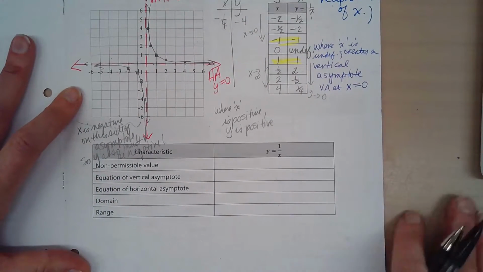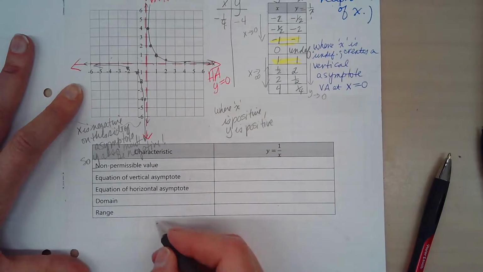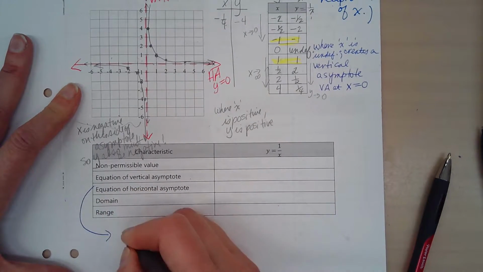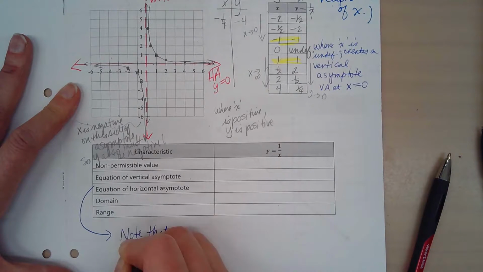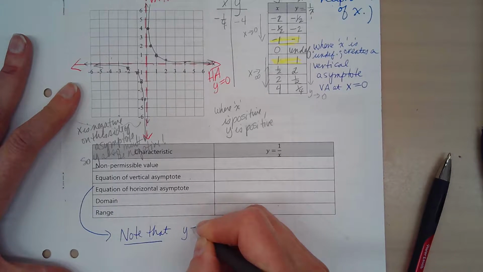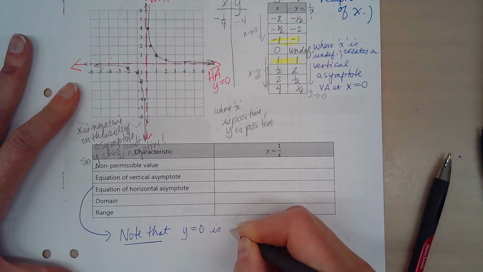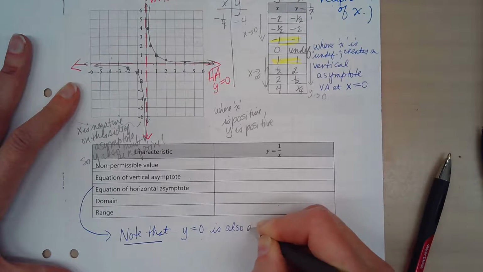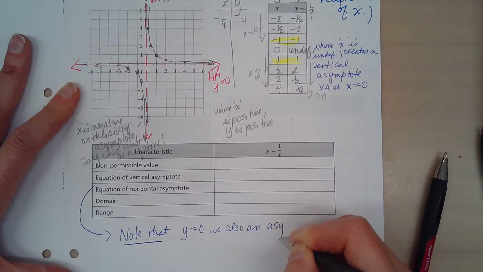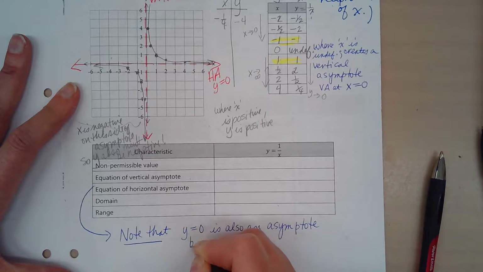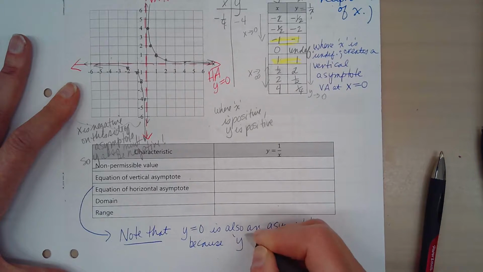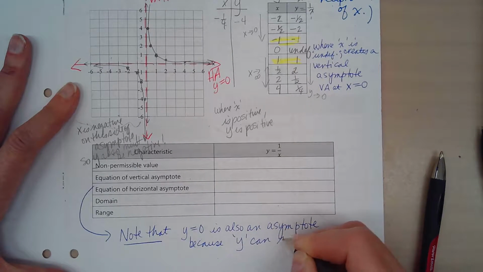I'm just going to put a note in here. Note that y equals 0 is also an asymptote, because y can never equal 0.